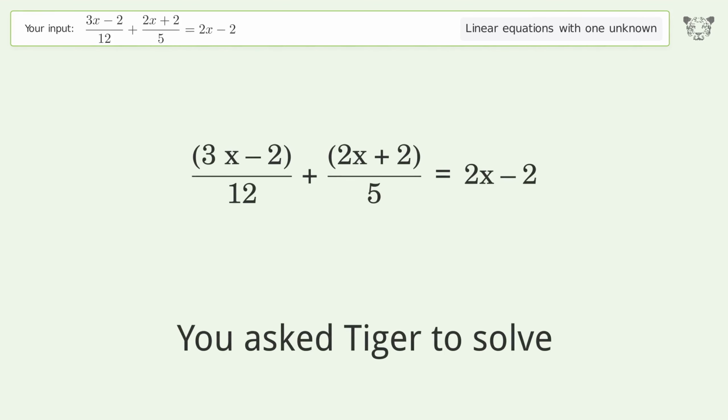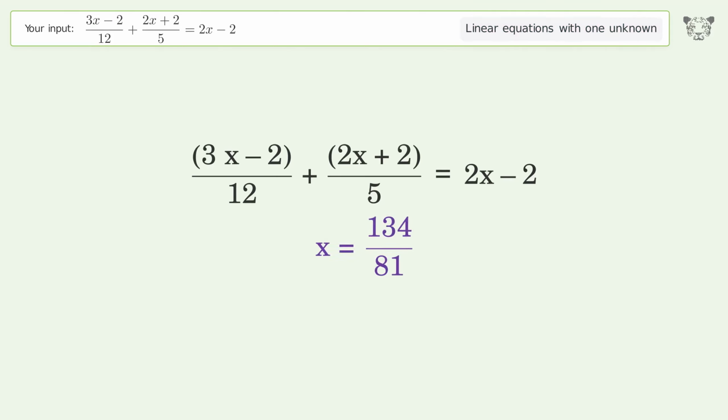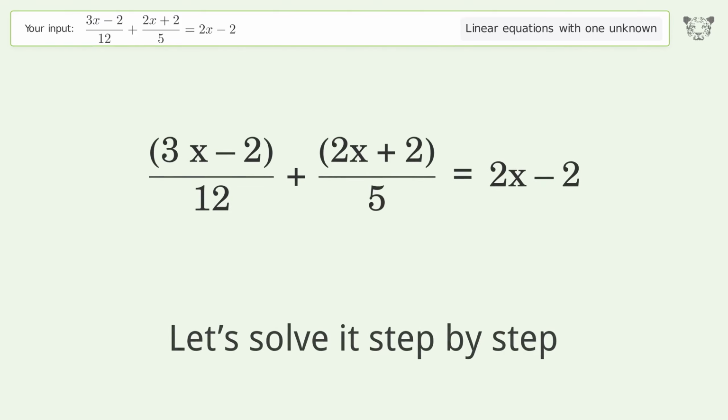You ask Tiger to solve. This deals with linear equations with one unknown. The final result is x equals 134/81. Let's solve it step by step.